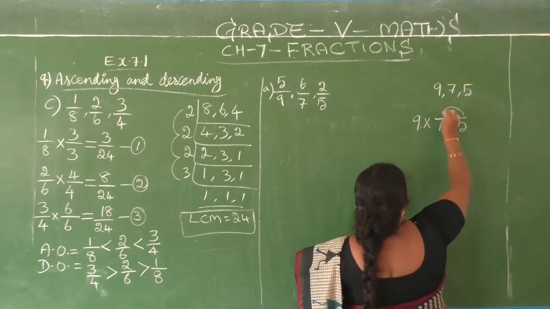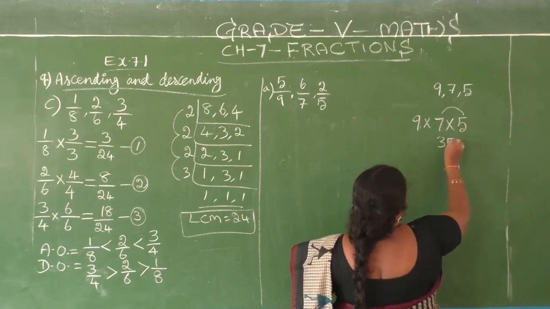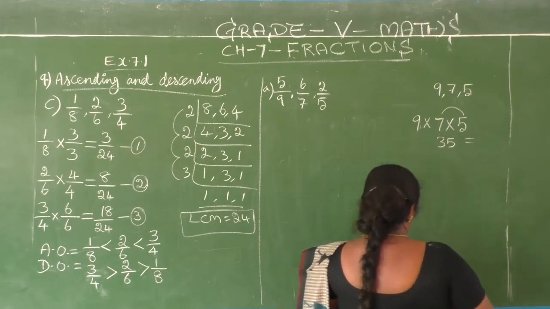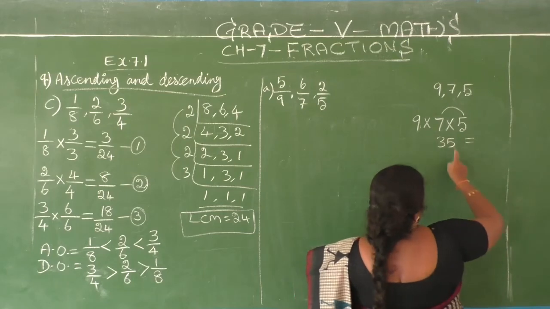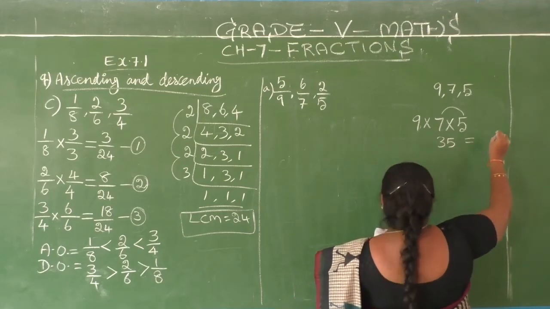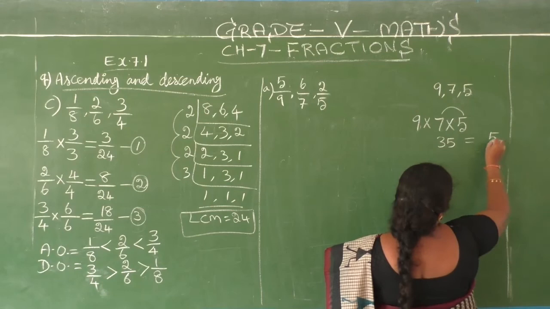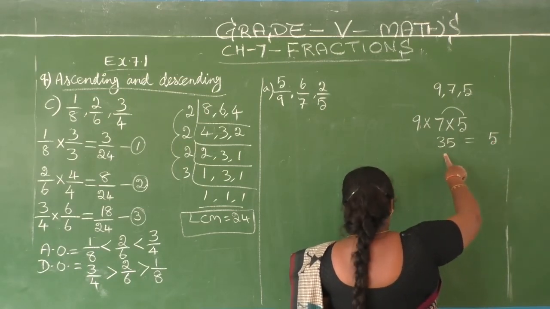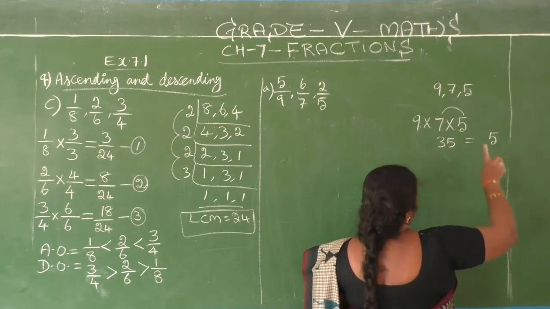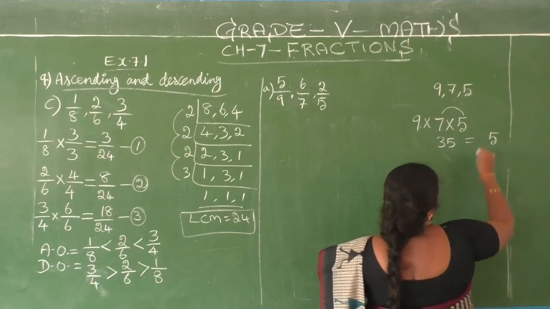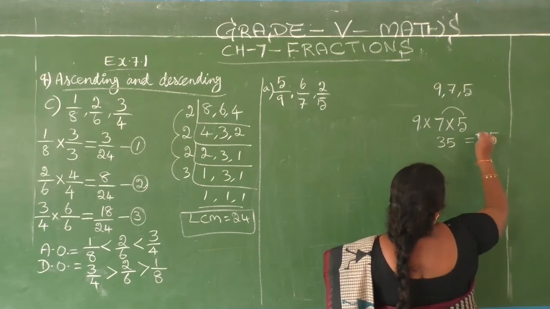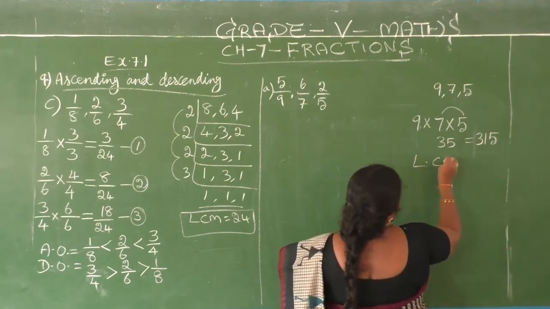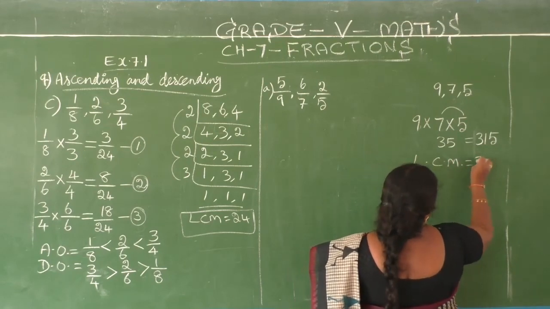Okay. See, 5 7s are 35. Then after that, I am going to multiply this 9 and 35. 5 9s are 45. 45, 5 carry. Remaining 4. Then 3 9s are 27. 27 plus 4, 31. So the LCM is 315.